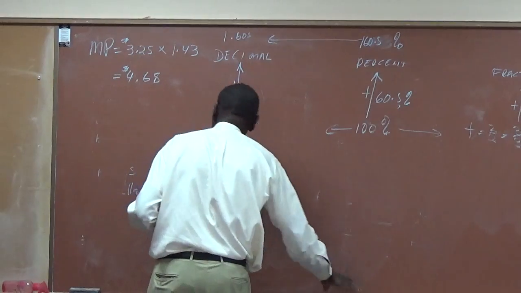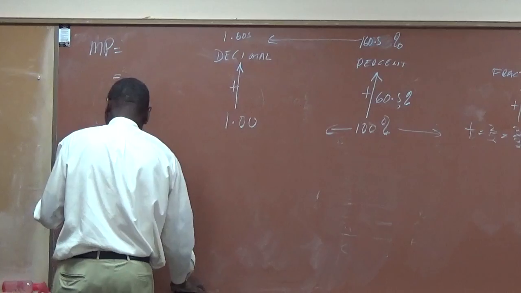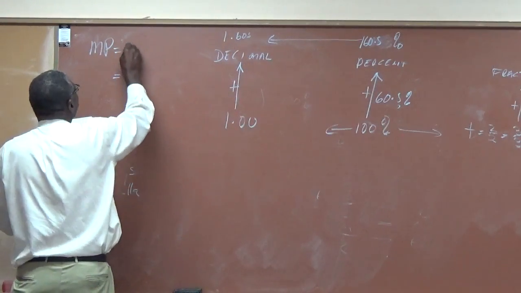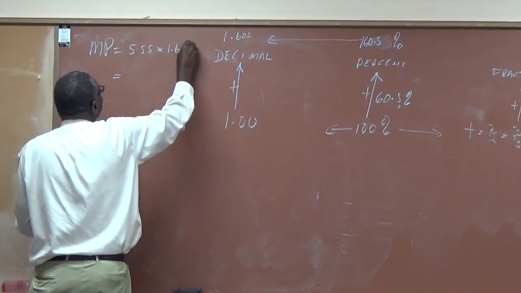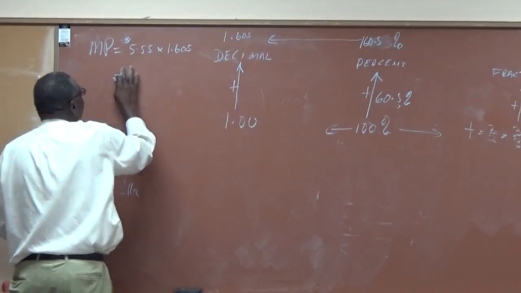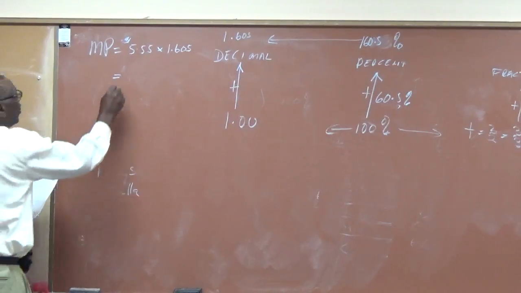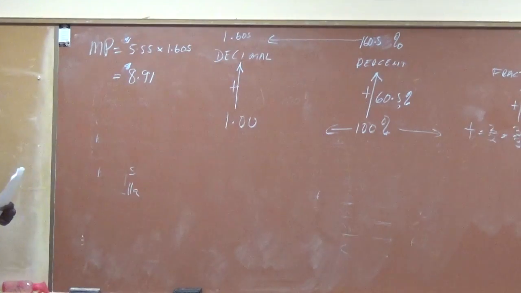So the menu price will be food cost. The food cost in this case is again $5.55. $5.55 times 1.605. That will be my menu price now. How much is that? $8.91. That's it. $8.91. Okay. Number 5 is the same thing, 38%.